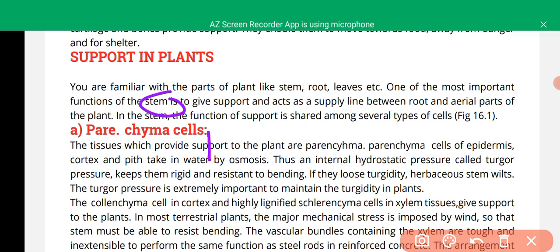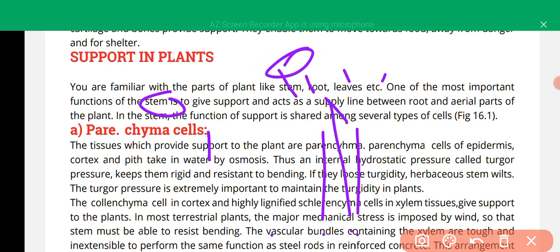It is the stem, and it supports the plant and acts as a supply line. It connects the leaves with the roots, and the branches with the leaves. It absorbs minerals from the ground and transfers them to the leaves, and it transfers the food created by the leaves toward other parts of the plant. So it acts both as a supply line and as a support.